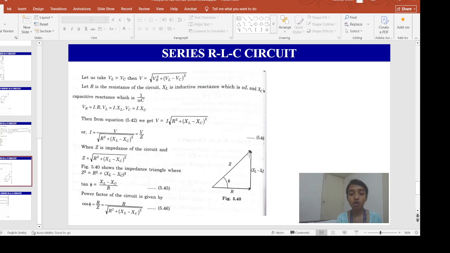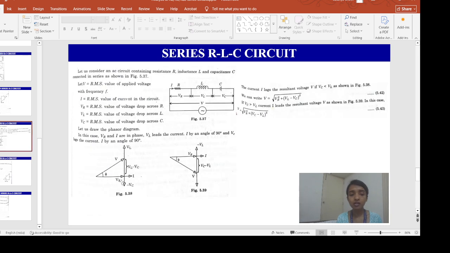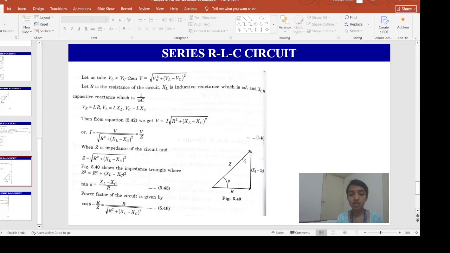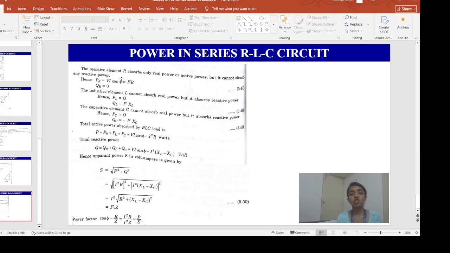So if you now draw the impedance triangle, this part is my resistor, this part is my XL minus XC, and this part will be my impedance Z, right? If this is angle phi, then tan phi will be XL minus XC divided by R, and the power factor of the circuit, we know cos phi equals R by Z, R divided by Z, and we have already calculated Z.